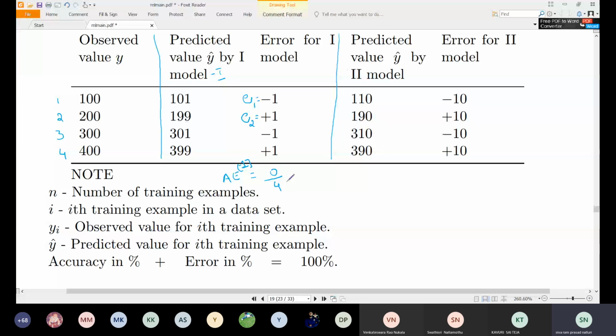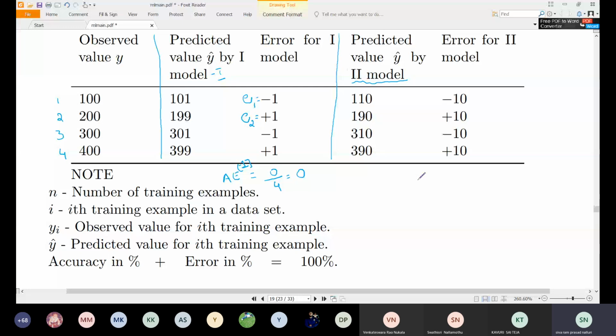Okay. For the second model, it means you have used two learning algorithms to solve the same problem. The first learning algorithm has predicted like this. These are the values predicted by the first learning algorithm, and these are the values predicted by the second learning algorithm. Okay. So the actual value is 100 and the predicted value is 110 in case of the second model. So this is with regard to the second model. What is the difference between actual and predicted? Minus 10. Similarly, for other examples, you calculate the predicted.